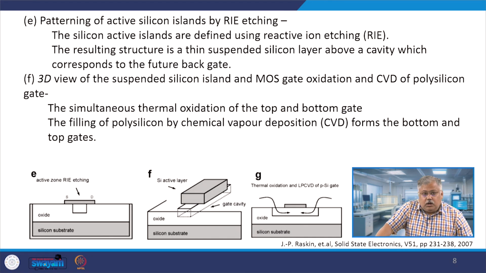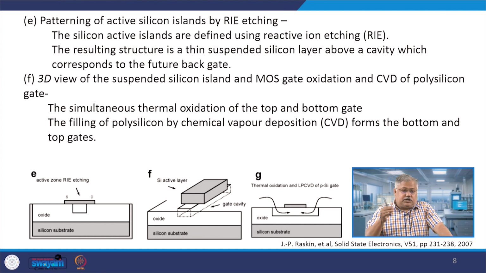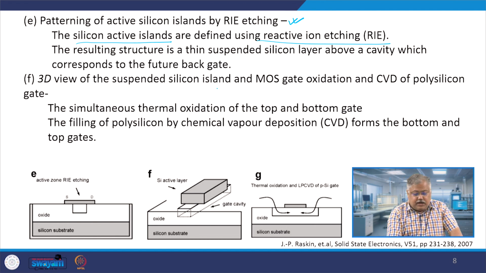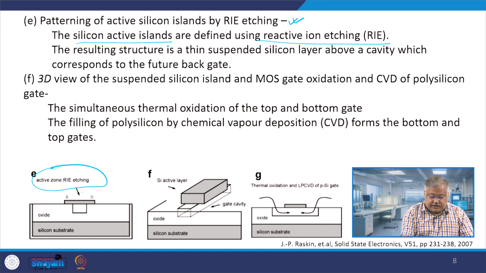Now, let us do a reactive ion etching, RIE, in order to etch the surface and then pattern a metal layer over that in order to form the double gate MOSFET. Now, the patterning of the active silicon island by RIE is done, and the silicon active islands are defined using RIE. Where I am defining it, you just have a look here. If you look here, this is where you are doing your active zone RIE etching here, right.